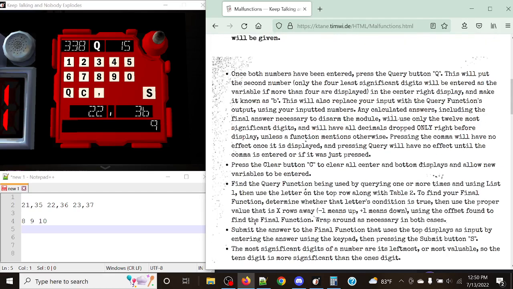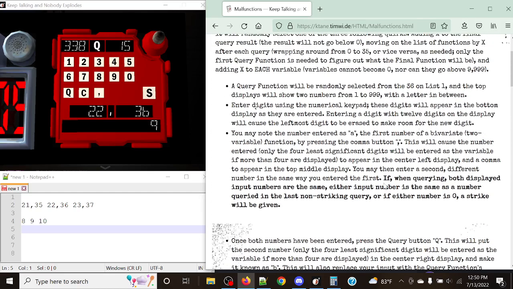Oh, and one other catch that I forgot to give about this module. If, when querying, both displayed input numbers are the same, either input number is the same as a number queried in the last non-striking query, or either number is 0, a strike will be given. So you have to use different queries each time. And it makes sense to use different queries, because what you want to do is note down each query that you get, but make sure you change the numbers up in some manner or fashion.